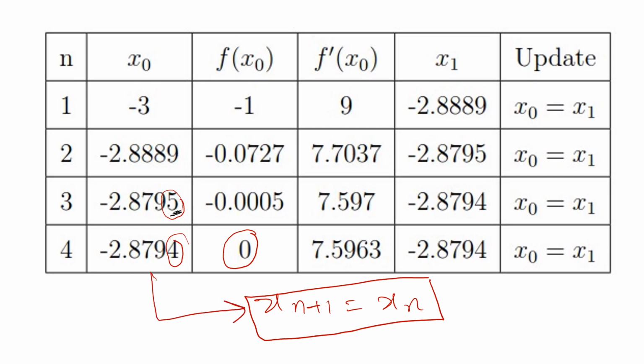So this is your root, which is minus 2.8794, or we have solved it as minus 3. So this will not affect anything. This is the result calculation error because we have to make it 4 decimal points. But this is the actual result.